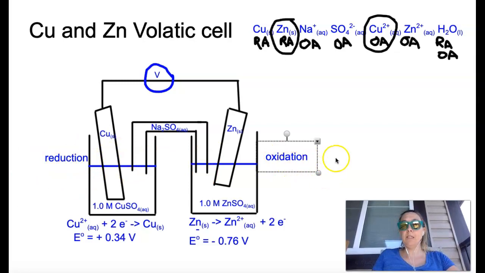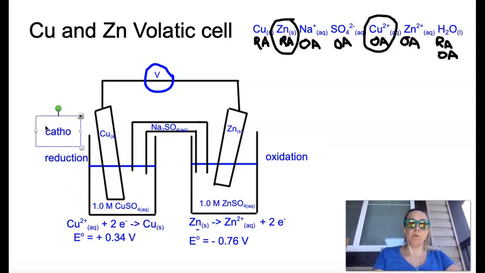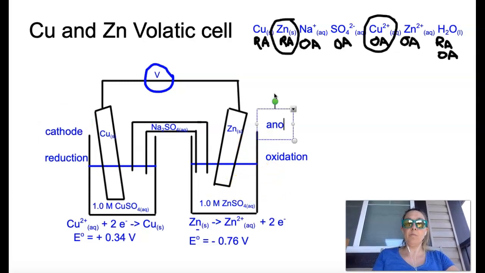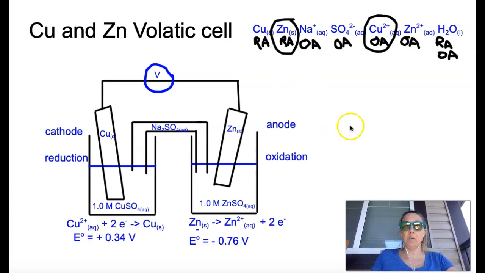Okay, so now that we know that, we've already identified that this is the beaker where reduction is happening, and this is the beaker where oxidation is happening. So from that, I should be able to recognize that because this is the beaker where reduction is happening, this copper strip is going to be my cathode. And over here, because this is the beaker where oxidation is happening, this zinc strip is going to be my anode. We will often ask you to identify what's the cathode, what's the anode.